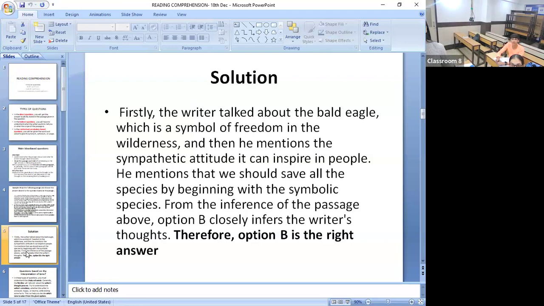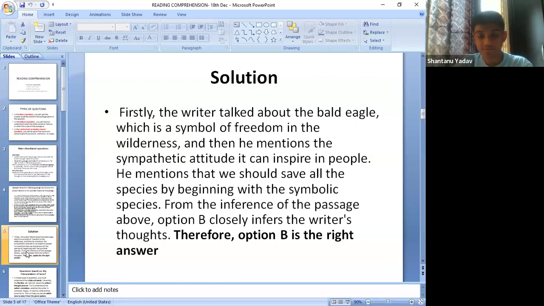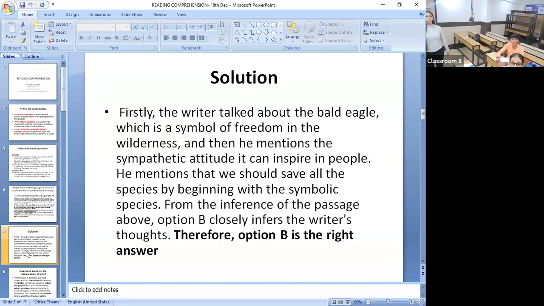Let's just see over here why B. Can you read out loud? Firstly, the writer talked about the barley field, which is a symbol of freedom in the wilderness. And then he mentions the sympathetic attitude it can inspire in people. He mentions that we should save all the species by beginning with the symbolic species. From the inference of the passage above, option B closely infers the writer's thoughts. Therefore, option B is the right answer.